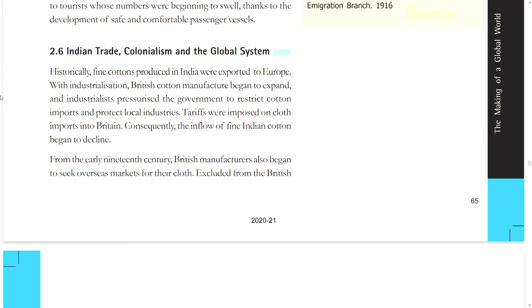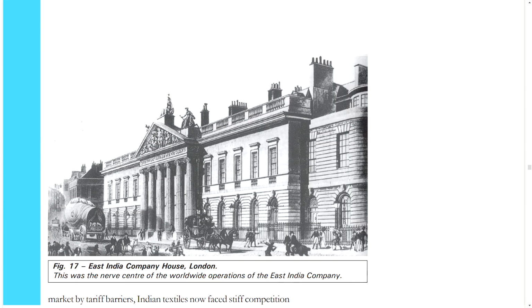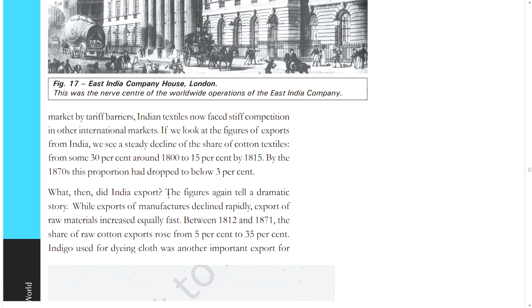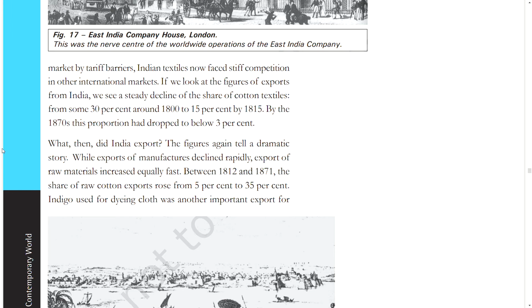From the early 19th century, British manufacturers also began to seek overseas markets for their cloth. Figure: East India Company House, London. This was the nerve center of the worldwide operation of the East India Company. Excluded from the British market by tariff barriers, Indian textiles now faced stiff competition in other international markets.